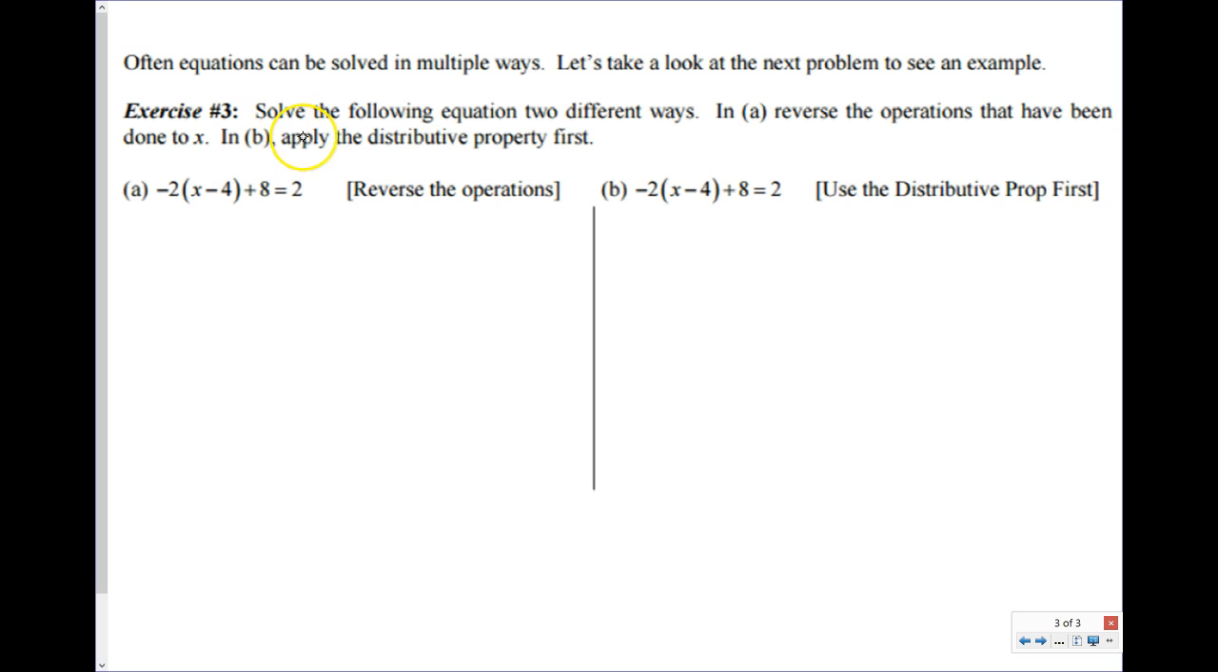So exercise 3 says, solve the following equation 2 different ways. In letter A, reverse the operations that have been done to x, like we've been doing, and in B, apply the distributive property first, and then do the operations. So, we're going to reverse the operations here. Okay, and so I'm going to do the original.